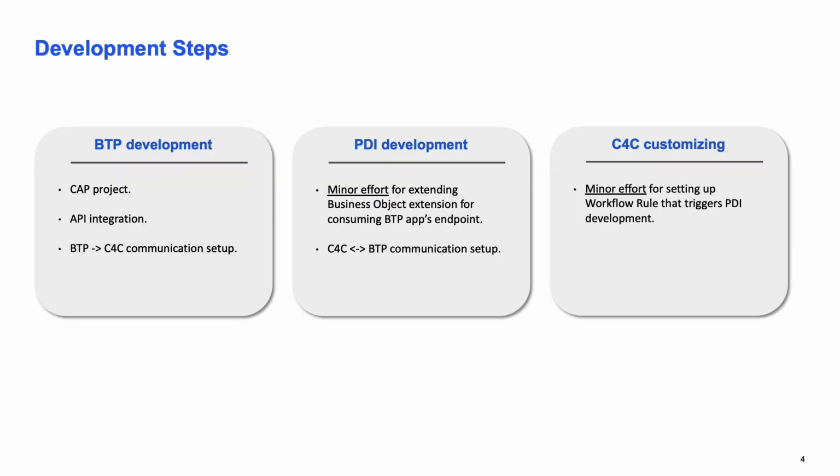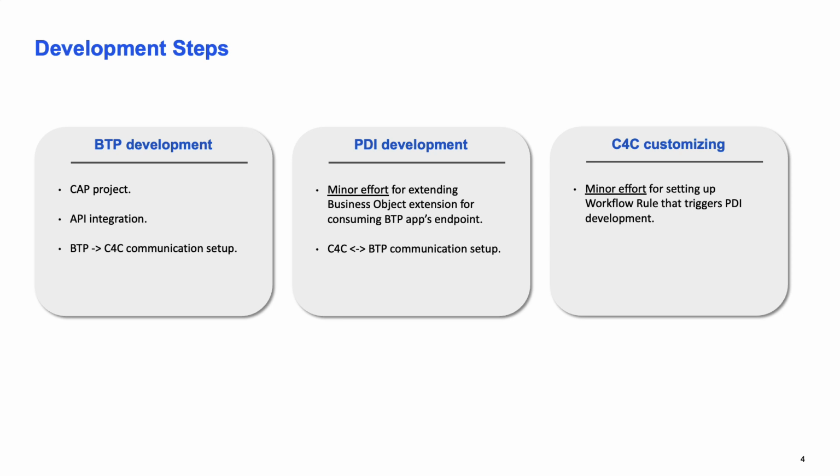In order to understand a bit further what we are about to do in the next videos, let's decouple the overall solution into three main activities. The first one is the BTP development, and it will consist of creating our CAP project, integrating the API, and setting up all the required communication in order to allow BTP to connect to the C4C tenant.